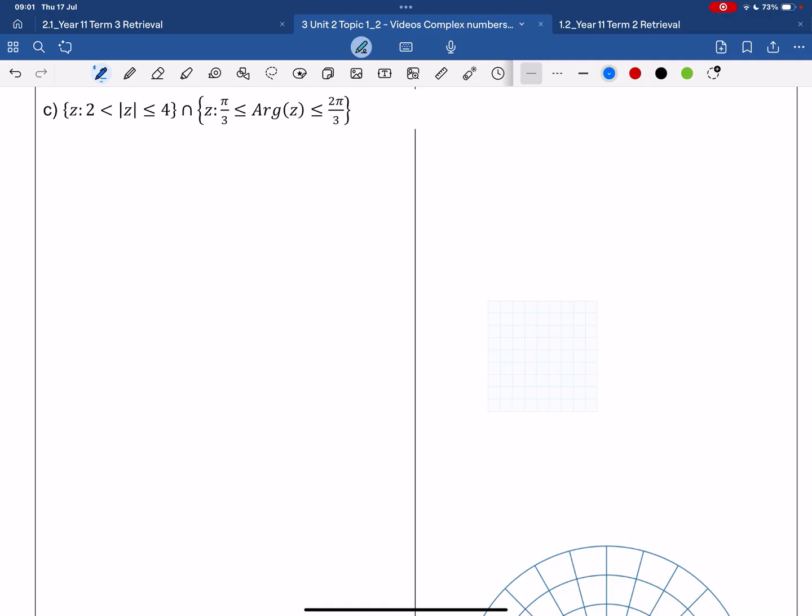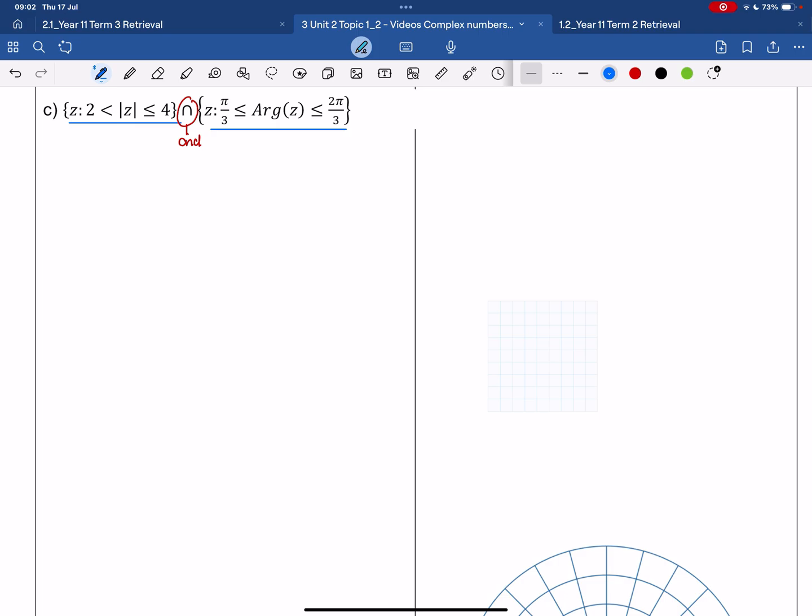If we have a look at the left-hand side, this little piece over here, we're looking for a complex number which has a region where the modulus of z is greater than 2 and the modulus of z is less than or equal to 4. And that is intersecting, this is the intersection sign, it means and, all right? So as well as another region where the argument of z goes between negative pi on 3 and 2 pi on 3. All right, let's have a look at what we can do with that.